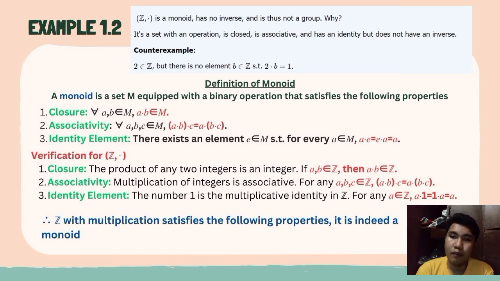In the associativity, multiplication of integers is associative. For any a, b, c that are elements of integers, the quantity a times b, times c, is equal to a times the quantity b times c. For the identity element, the number 1 is the multiplicative identity in integers. For any a in integers, a times 1 is equal to 1 times a, which is equal to a. So therefore, Z, the integers with multiplication, satisfies the following properties. It is indeed a monoid.